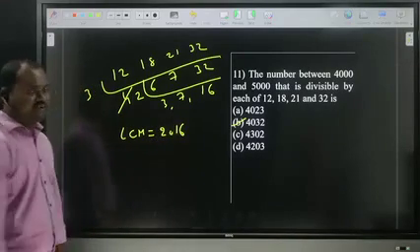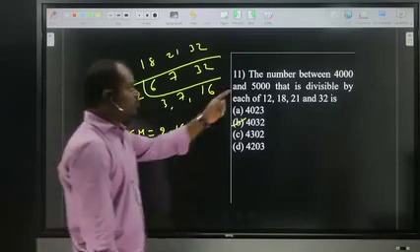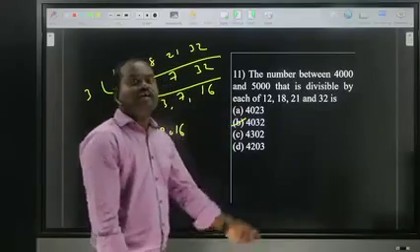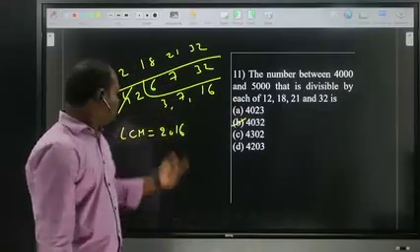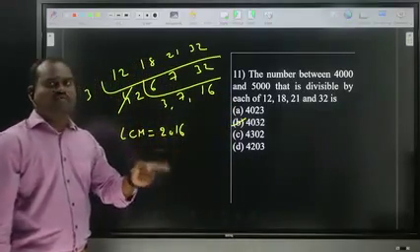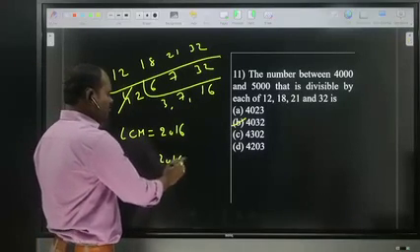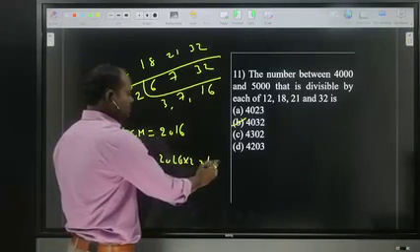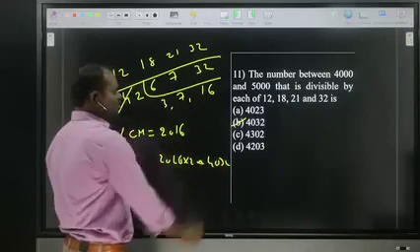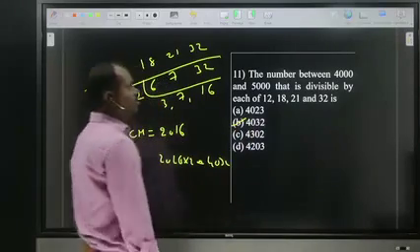Now, we require the number that lies in between 4000 and 5000. In the 2016 table: one time 2016, two times 2016 means 4032. So option B, 4032.